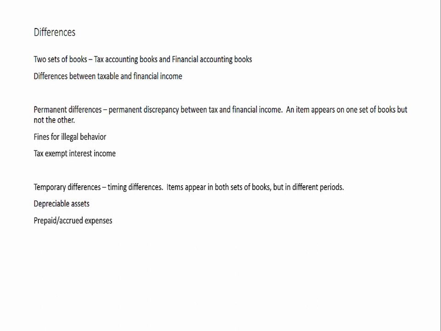Other differences will arise from prepaid and accrued expenses. For financial accounting purposes, expenses are recognized in the period benefited, or equivalently, they are matched to the revenues they help to generate. For tax accounting purposes, the recognition of expenses is often keyed to the payment of cash. And so there's going to be a timing difference between the time the expense is recognized for financial accounting purposes and the time it's recognized for tax purposes. And the flip side of that is going to be our unearned or accrued revenues. Again, revenues for financial accounting purposes are recognized when earned and realized or realizable. For tax accounting purposes, recognition is usually keyed to the receipt of cash.